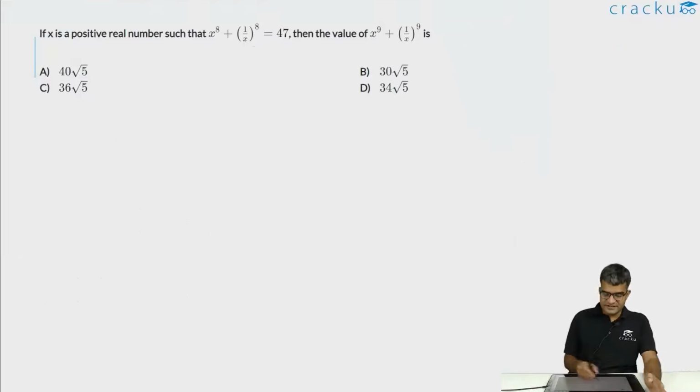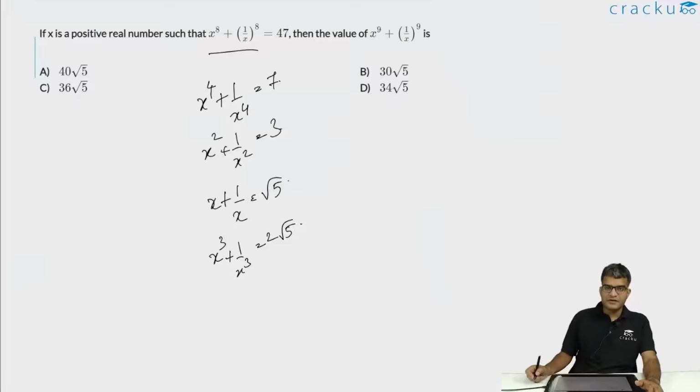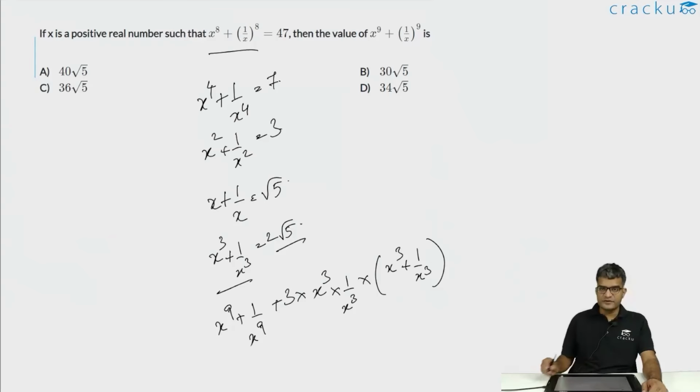Just to reiterate, what we have done is, from x to the power 8 plus 1 by x to the power 8, we have calculated that x to the power 4 plus 1 by x to the power 4 will be equal to 7. From that we have calculated that x square plus 1 by x square will be equal to 3. From that we have calculated that x plus 1 by x will be equal to root 5. We have cubed this and we have calculated that x cube plus 1 by x cube is equal to 2 root 5. Now we have cubed this again, and if you are cubing this again, what are you going to get? You are going to get x to the power 9 plus 1 by x to the power 9 plus 3 into x cube into 1 by x cube into x cube plus 1 by x cube will be equal to the cube of 2 root 5, which is equal to 40 root 5.